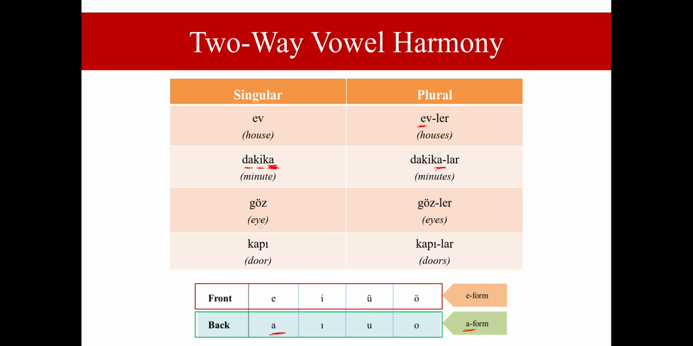Göz, meaning eye. Gözler, because the last vowel is one of the front vowels, so we use the E form. Gözler. Kapı, door. The plural would be kapılar. Why? Because I is one of the back vowels, so we use the A form. Kapı, kapılar.